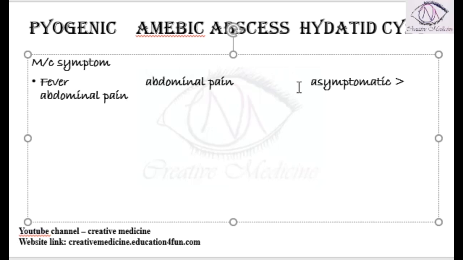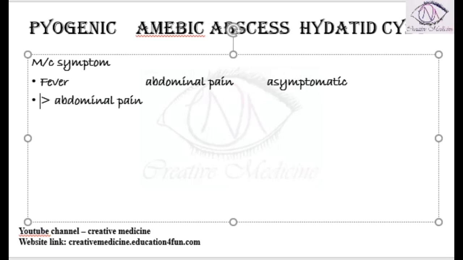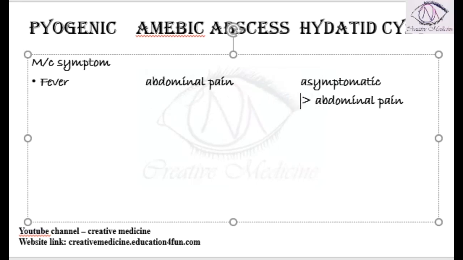The most common symptom in amoebic liver abscess is abdominal pain. The most common symptom in hydatid cyst is asymptomatic, but if you have to select one, you can select abdominal pain. Then what is the most common sign?